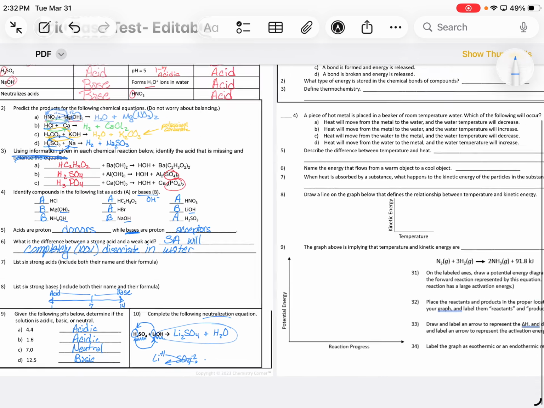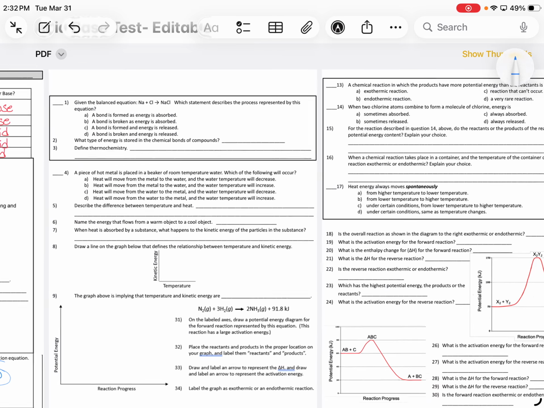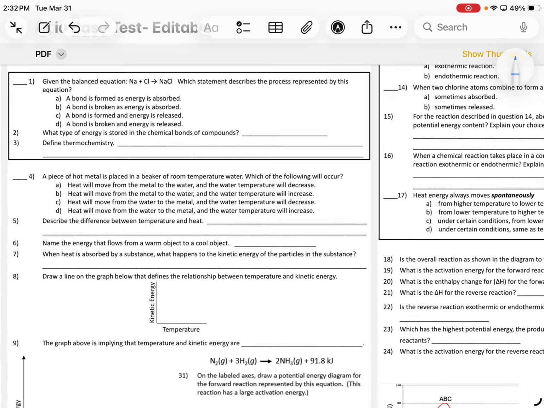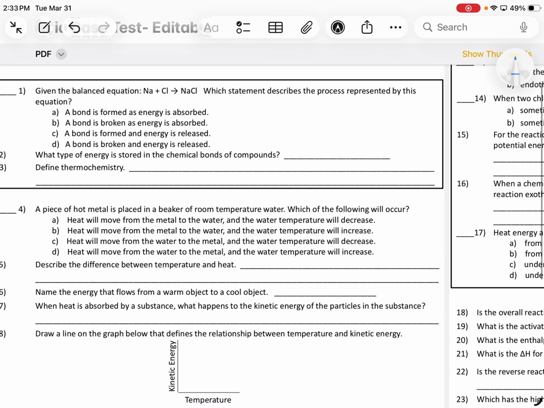That is all for the acids and bases component of the test. Now, really quickly for thermochemistry. Number 1, given the balanced chemical equation, sodium plus chlorine yields sodium chloride, which statement describes the process represented by this equation? When we take sodium and we bond it with chlorine, are we creating a bond or breaking a bond? We're creating a bond, right? So we can scratch out B, we can scratch out D, because we're not breaking any bonds, we're forming bonds. Every time we form bonds, what happens to energy? Do we absorb it or release it? We release it. Good. So the answer is C.